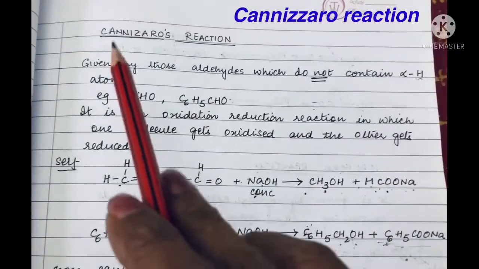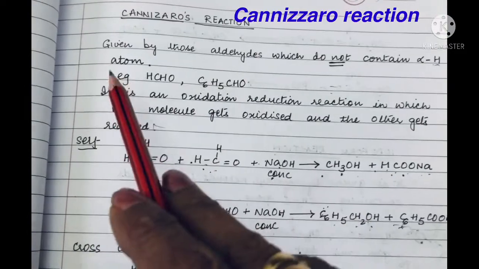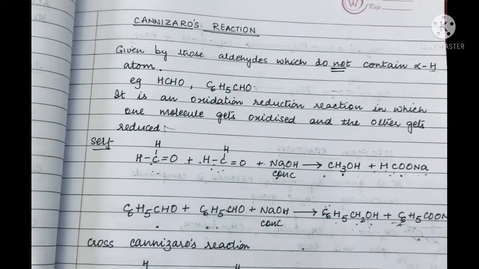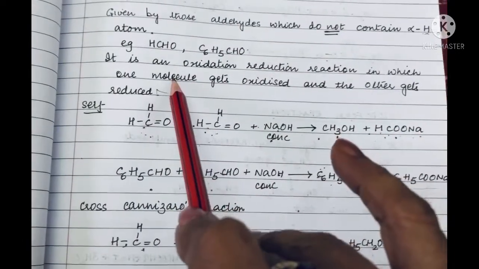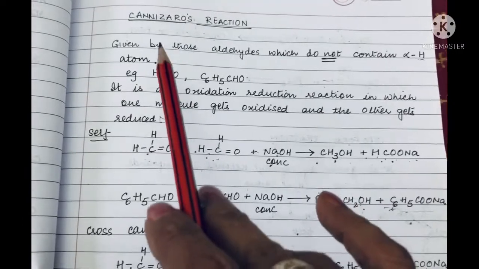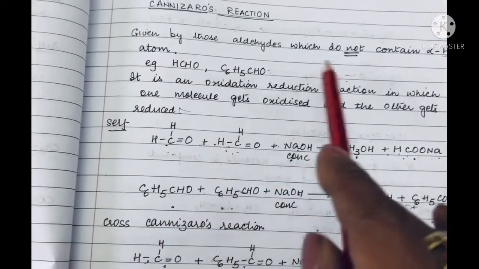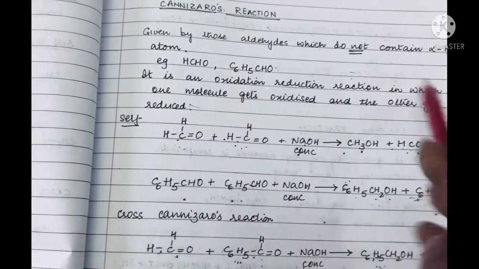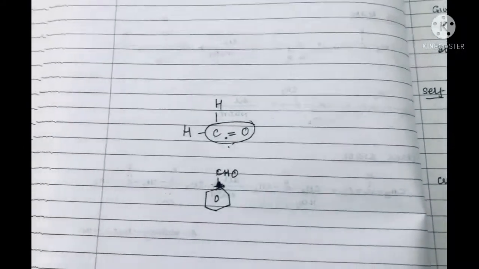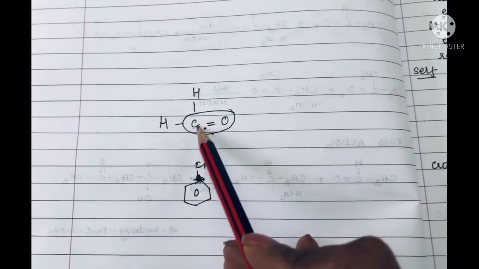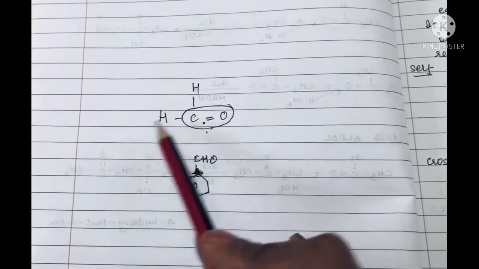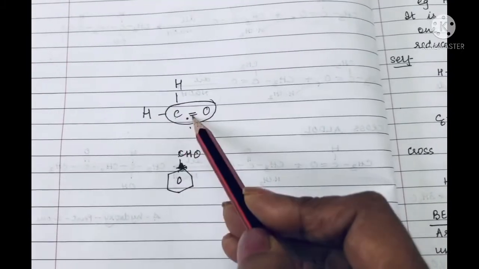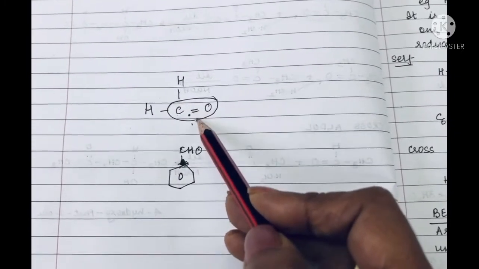The next reaction is called Cannizzaro's reaction. It is given by those aldehydes which do not contain alpha hydrogen atom. So opposite of what we were doing earlier, in aldol condensation alpha hydrogen atom is necessary, here it should not contain alpha hydrogen atom. So HCHO and C6H5CHO do not contain alpha hydrogen atom. How? This is the carbon atom, this is the functional group. Next to it there is no carbon atom, so obviously no hydrogen atoms. So formaldehyde does not contain alpha hydrogen atom.